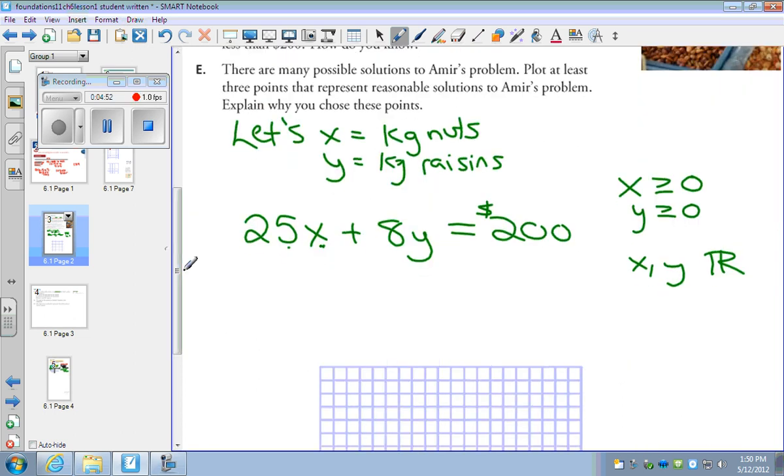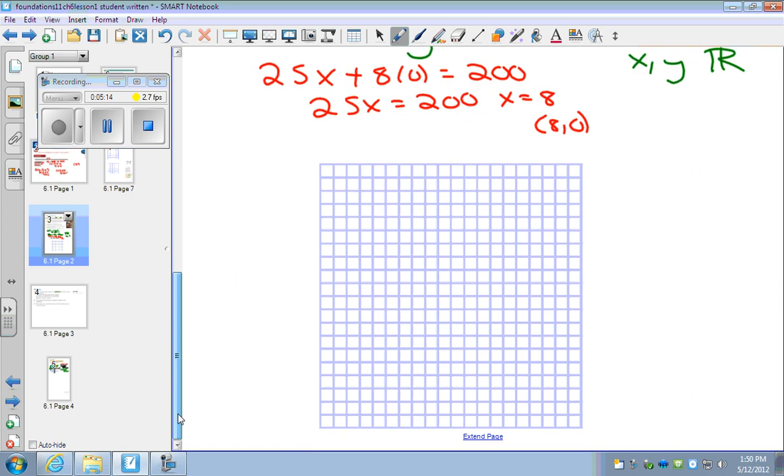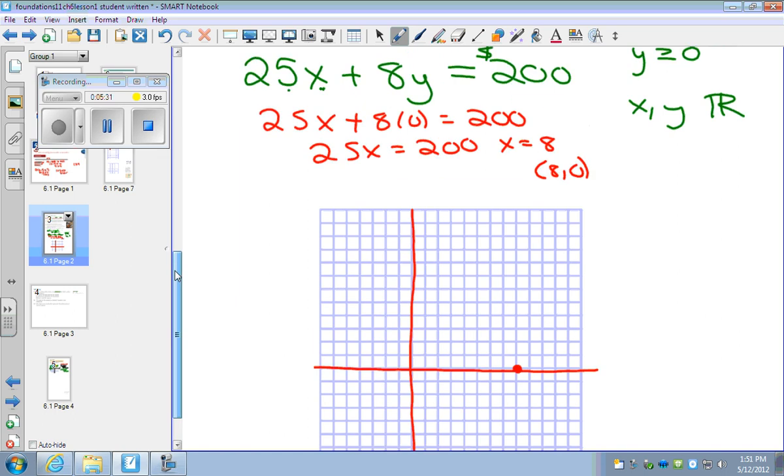Probably the easiest way to do this is to get the x and y intercepts. To get the x-intercept, we let y be 0. If 25x equals 200, x is going to equal 8. So we have a point at (8, 0). Let's draw this graph, and I'm going to draw it like this. So x is equal to 8, y is 0.